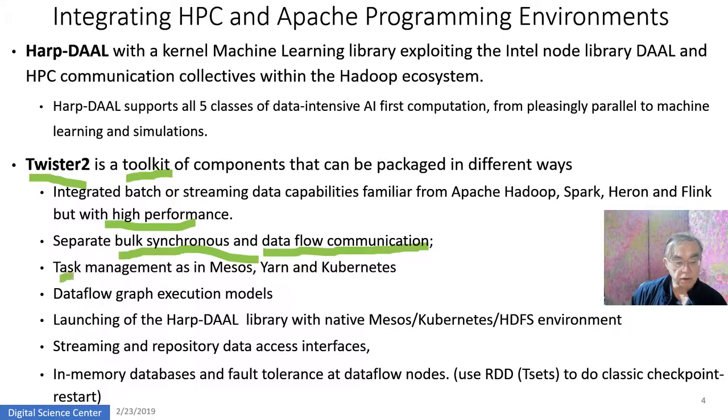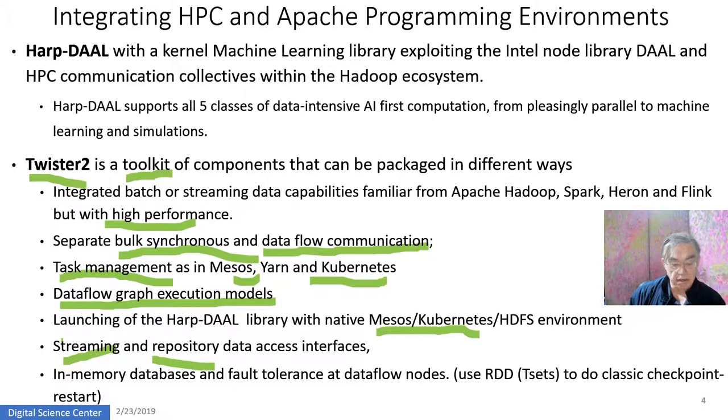We have to do task management, and that's where we basically use currently Mesos and Kubernetes, with Kubernetes as our probably dominant environment, although we also support Slurm, which is the HPC environment. We need to have the data flow execution model, which we described for Spark. And we need to launch the HARP-DAAL library within the Mesos Kubernetes HDFS environment. We need to have a streaming interface and a batch or repository data interface.